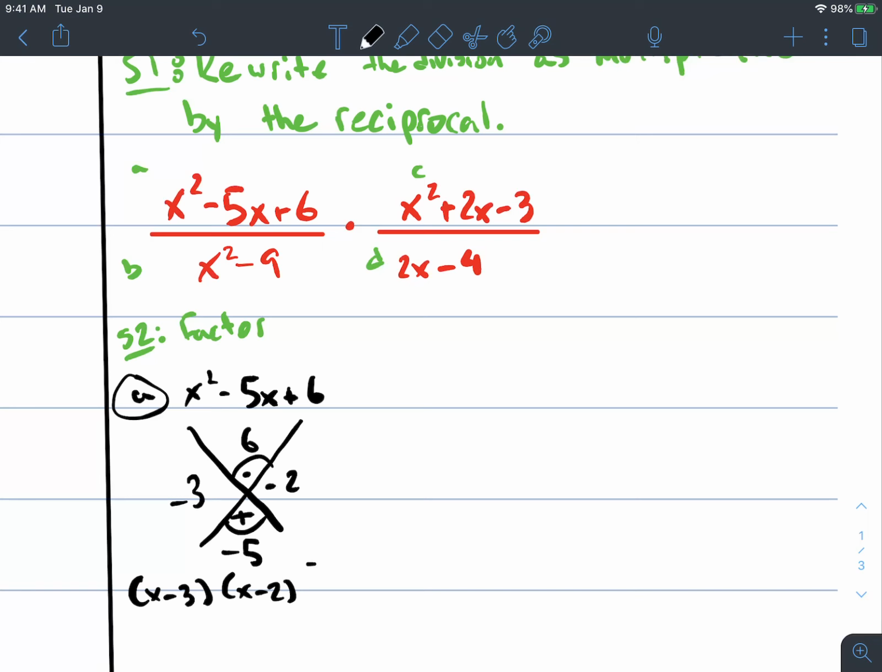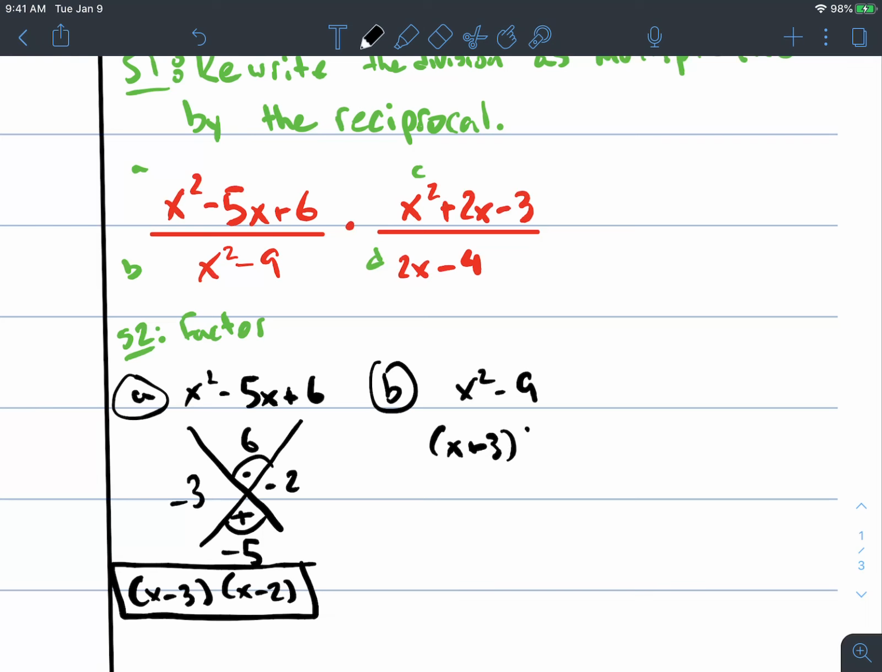And then for part B, it's x squared minus 9. So that's a difference of squares. We should know how to do differences of squares. So we're going to do x plus 3, x minus 3. And we're running short on time, so this is going to be our last example.